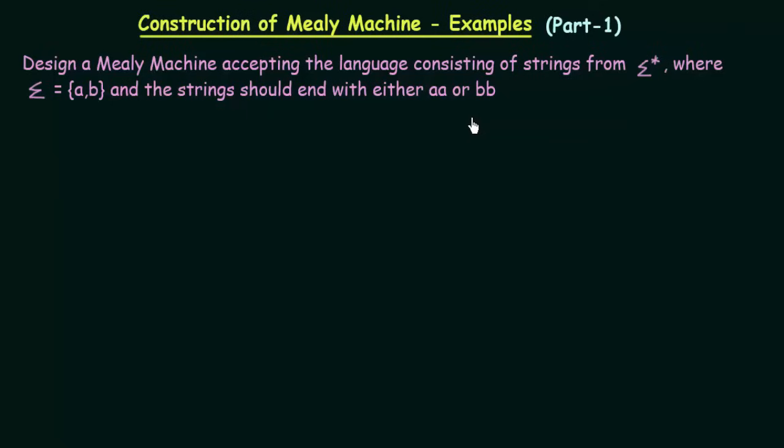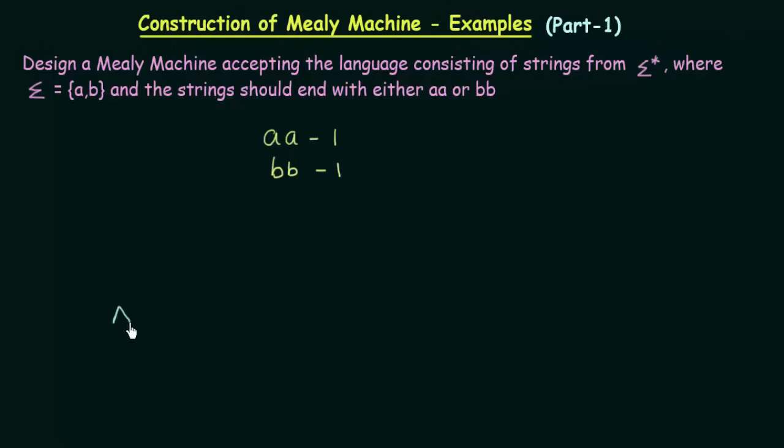In order to do that, let us put it this way. Whenever it sees the input AA or BB, it prints the output 1. So whenever we see the output is 1, we realize that there is an AA or BB present. Let's see how we can design the Mealy machine for this.